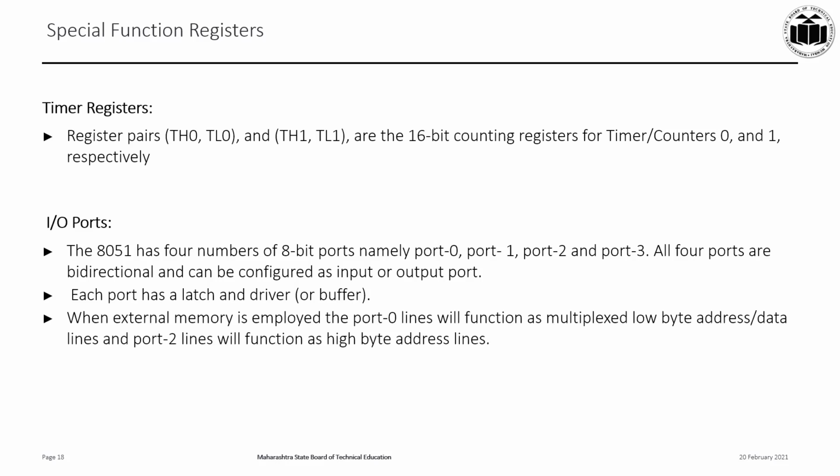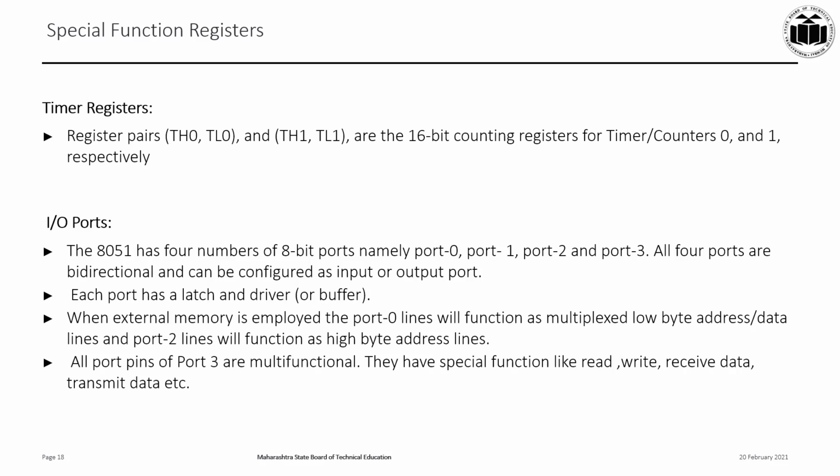When external memory is employed, port 0 has a dual function, which is to provide the multiplexed lower-order address and the data as well, whereas port 2 will provide the higher byte address lines. Port 3 has also got multiple functions. Some special functions of each pin of port 3 are like read, write, receive data, transmit data and so on. Port 1 is the only port which is dedicated as an I/O port.